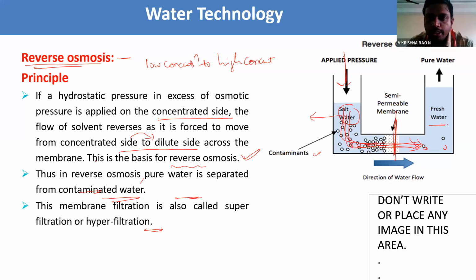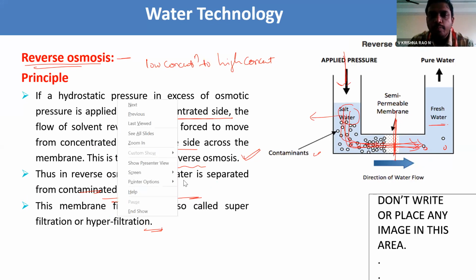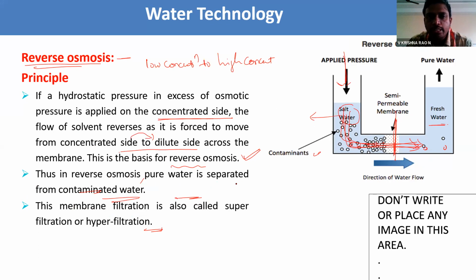You are applying the osmotic pressure on the concentrated side, so the flow of solvent reverses. It is moving in a reverse direction, from the concentrated side to the dilute side across the membrane. It is the basis for reverse osmosis. By this we separate fresh, pure water from the contaminated water. Salt water contains the contaminants, and from this we separate pure water.